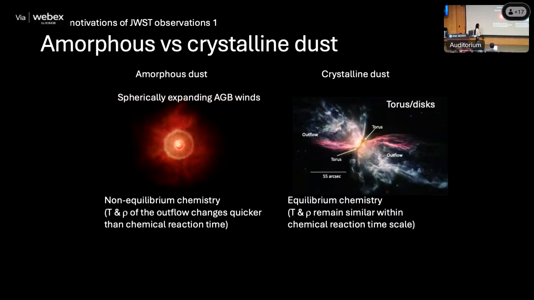The second objective of our JWST observation is, I should go back one. What we believe is that most of the AGB stars have a spherically expanding outflow. In this case, temperature and density drop sharply, so we believe it forms amorphous dust. Whereas if there's a disk at the center, like in this planetary nebula NGC 6302, this disk can hold the temperature and density for a long time to form the crystalline silicate.